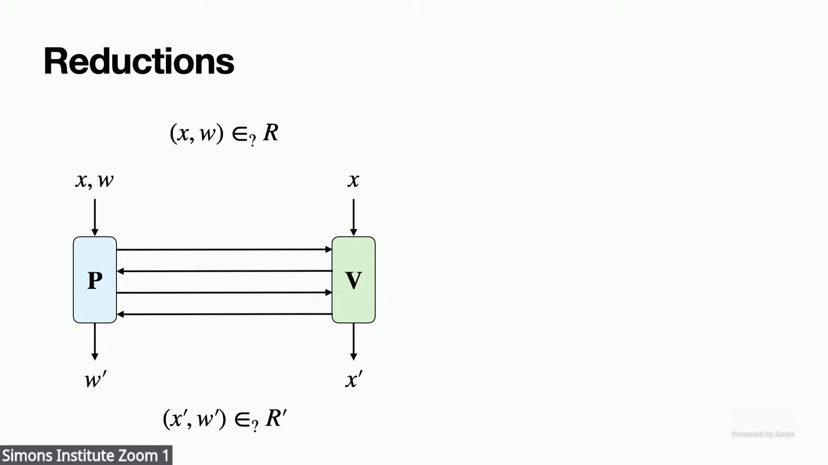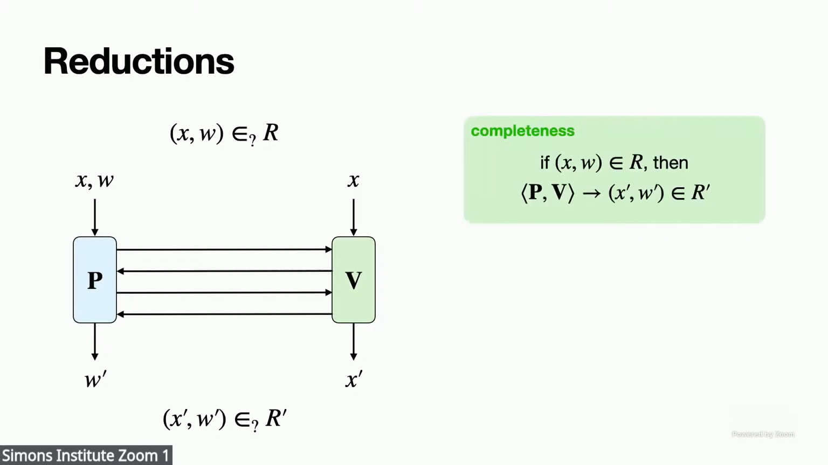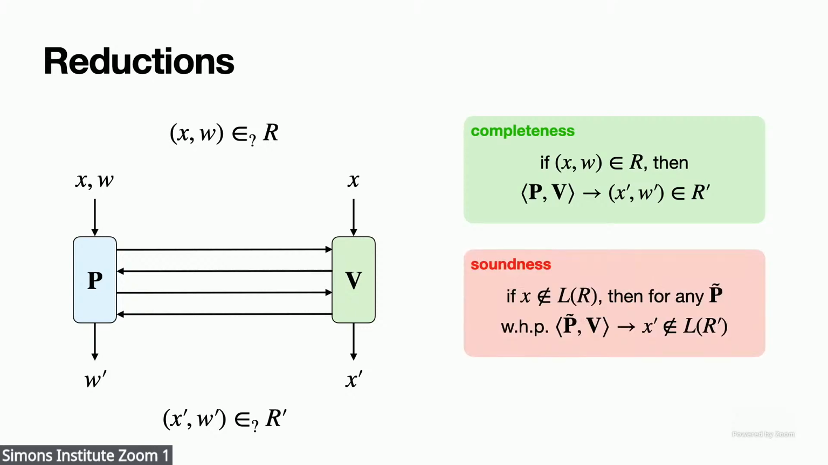Okay. So the definitions that we care about sort of carry straightforwardly from arguments. So for completeness, if the original statement and witness were in the relation, then the new statement and witness are going to be in the new relation. And soundness is also analogous. If the old instance was not in the language, then for any cheating prover, you can think computationally bounded as well, with high probability the new instance is not going to be in the new language. Great. And yeah, later on, I'm also going to be talking about knowledge soundness, which is going to be a strengthening of soundness.